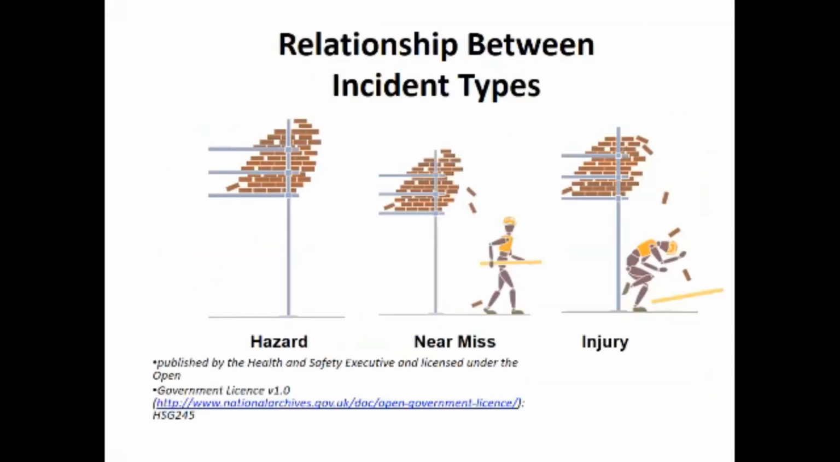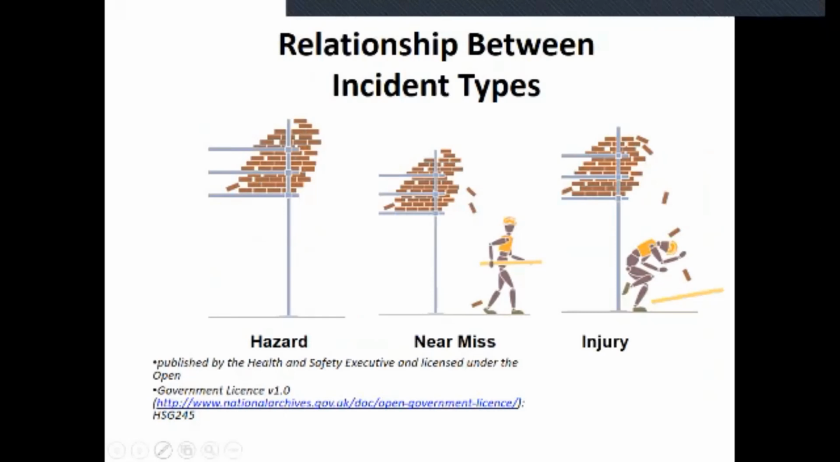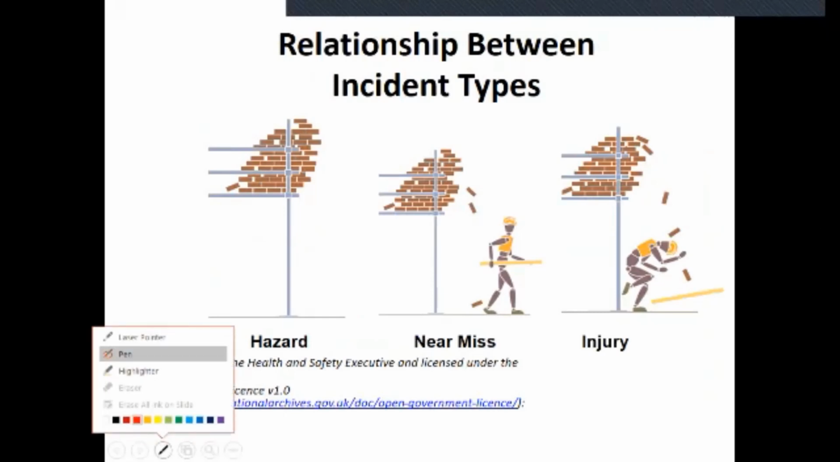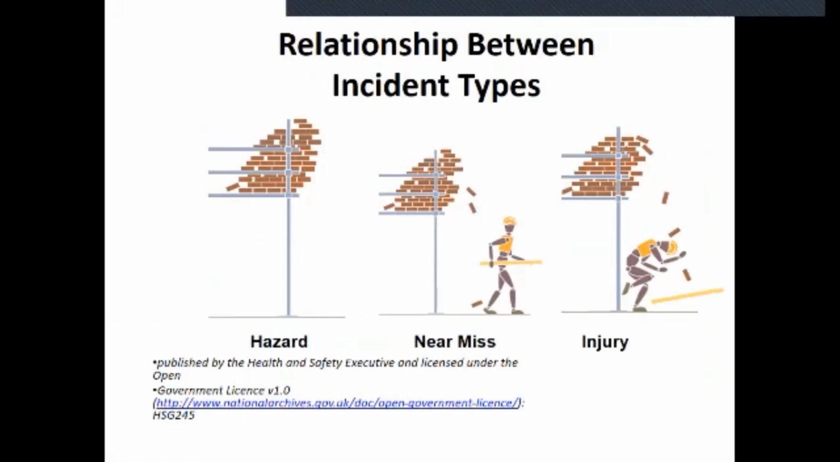Okay, next one, the relationship between the incident types. This is the hazard. Hazard indicates something like bricks, a ladder, a knife, a hammer. These are all hazards. Okay, for example, they keep some bricks here in this manner. Unfortunately, two bricks have fallen here in this manner.